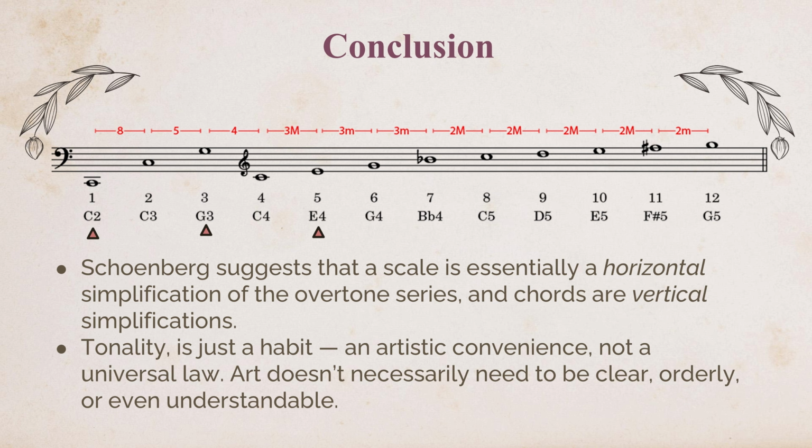Schoenberg also argues that art doesn't need to be clear, orderly, or even understandable. Nature isn't always those things, but it's beautiful nonetheless. So, according to him, following traditional rules isn't a requirement for creating meaningful art. And I want to add something personal here. Art doesn't even need to be beautiful in the conventional sense. Like we said last time, art is about expressing what's inside you. If you're honest and genuine in that expression, it's art, even if nobody else gets it.